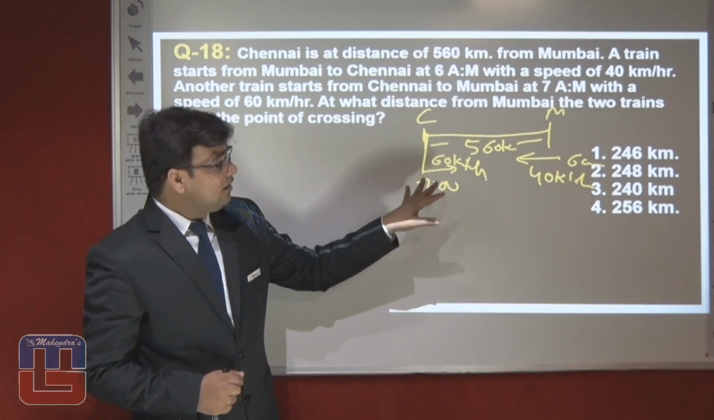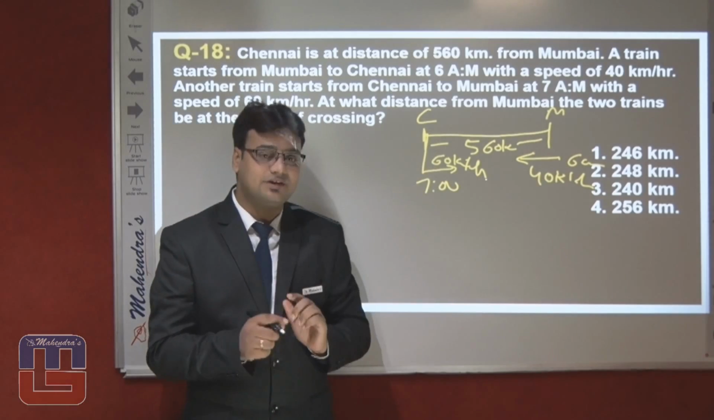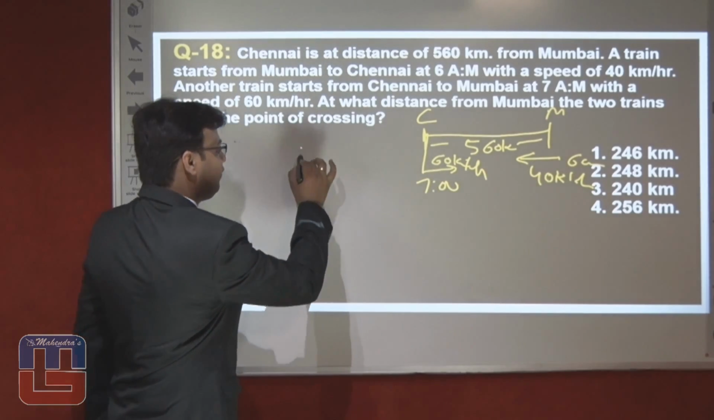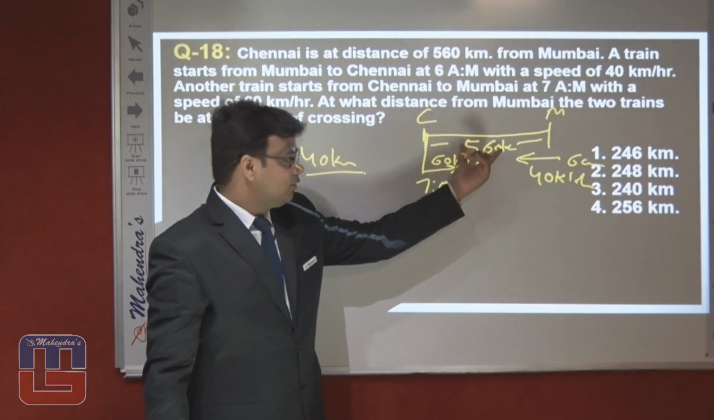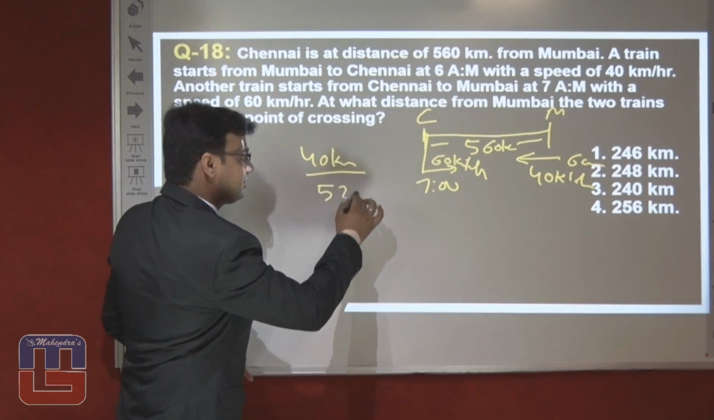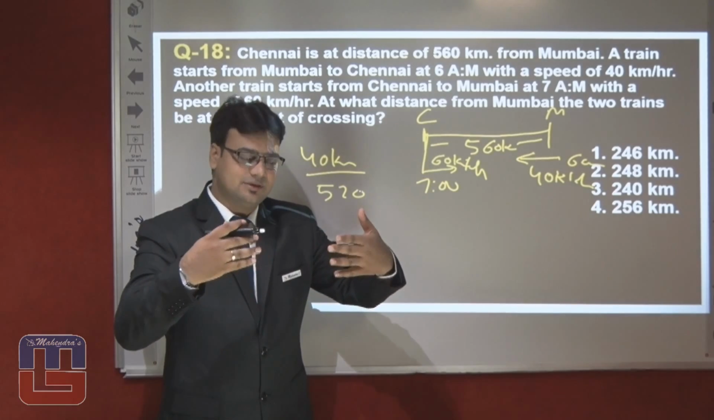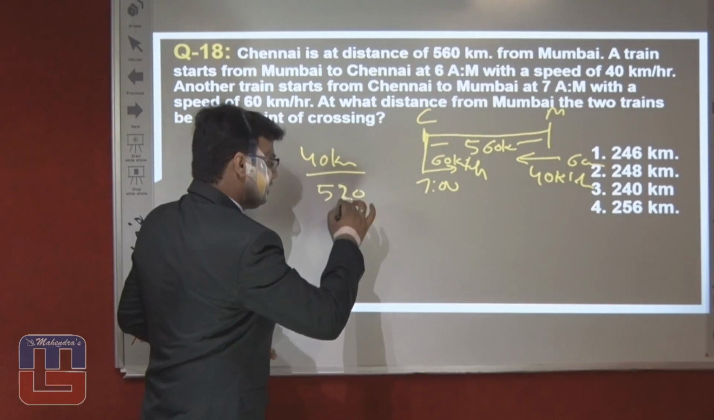But the first train starts, and after 1 hour the second train starts. So in the first hour, how much distance will the first train travel? That means it travels 40 kilometers. The total journey is 560 kilometers, so the remaining journey is 520 kilometers. It is covered by both, because some distance is traveled by the first train and some by the other train for meeting. That means 520 kilometers is traveled by both trains.